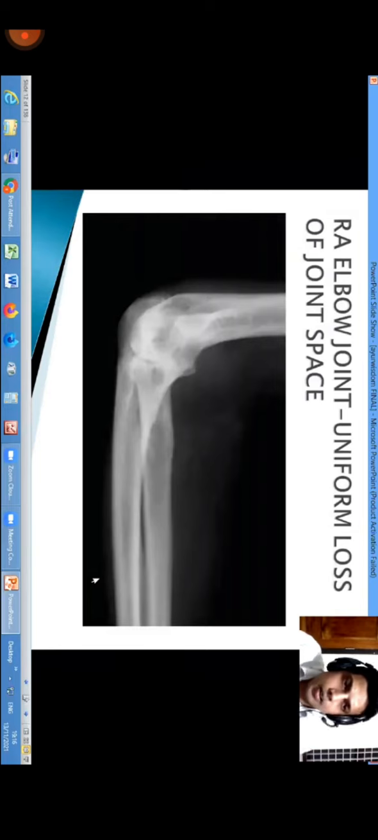Then coming to rheumatoid arthritis of the elbow joint. While examining a rheumatoid arthritis patient, we should take an X-ray and take care about the joint space. There will be uniform loss of joint space. Look at this X-ray here. Uniform loss of joint space is seen, and this is typical of rheumatoid arthritis.